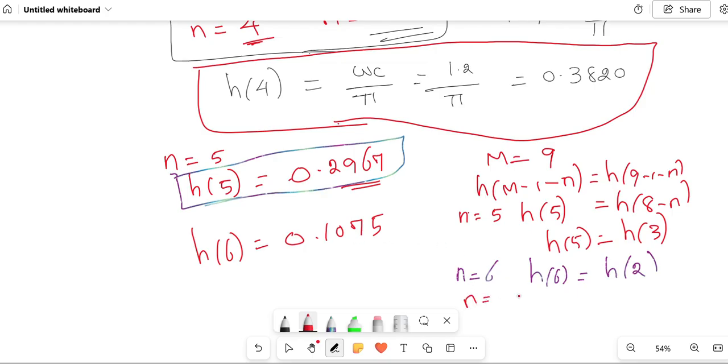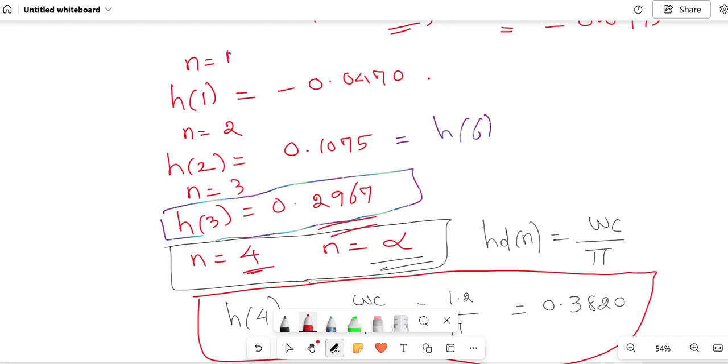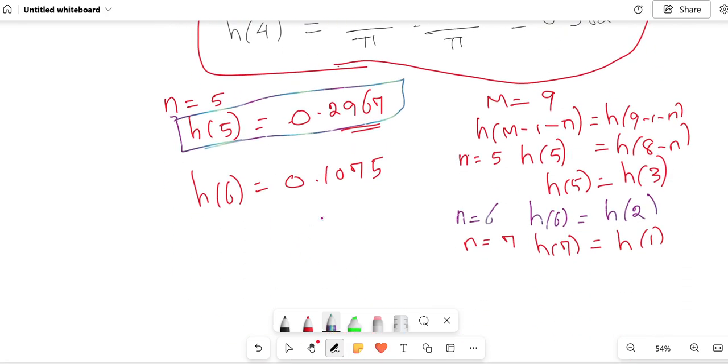Similarly, n is equal to 7. h of 7 will be h of 1. What is the h of 1 value? h of 7 is equal to h of 1, which is 0.047.